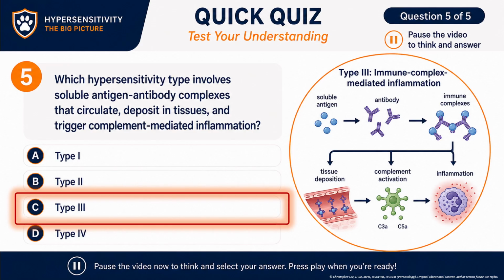Systemic type 3 disease occurs when immune complexes circulate and deposit into tissues such as vessel walls, joints, glomeruli, or skin. Examples include systemic lupus erythematosus and, in horses, purpura hemorrhagica. The key phrase is immune complexes deposit and inflame.